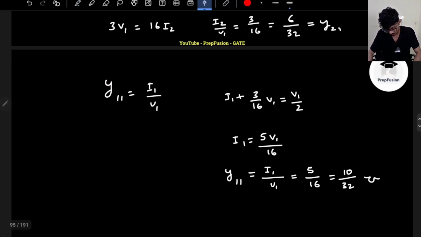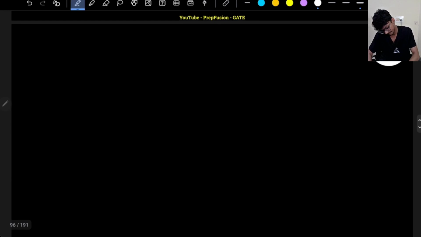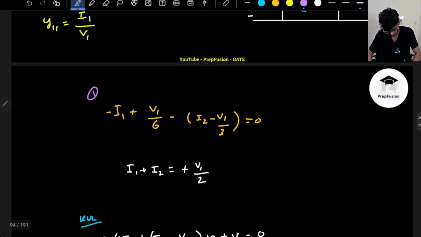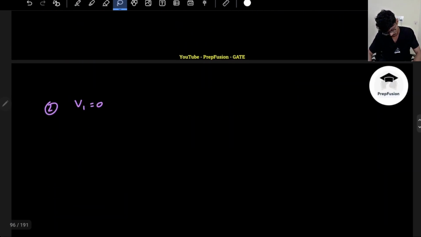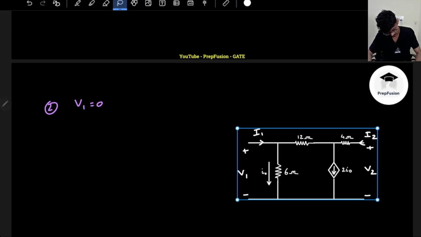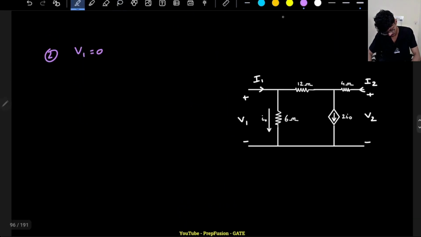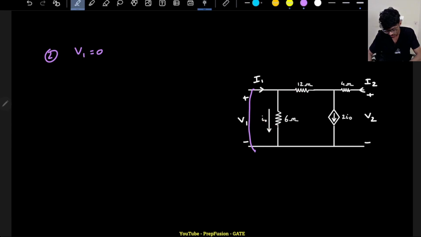Let's solve for the next one, that is the second case, where my V1 is equal to 0. So if V1 is 0, can I copy this? Yes. So if V1 is 0, this one will be sorted. This one is the easier one. If V1 is 0, voltage across this resistor is 0, so current also will be 0. So if current is 0, IO is 0, so 2IO will also be 0 amperes. So if this is 0, same current will flow through here.